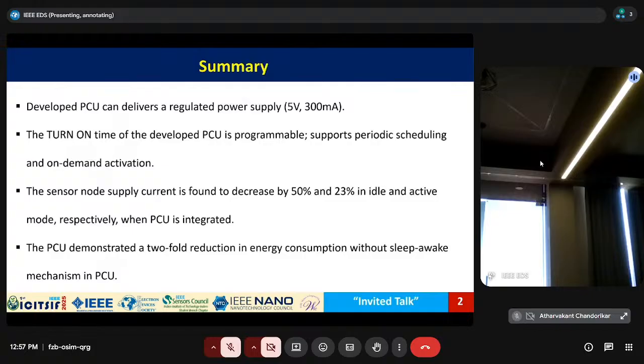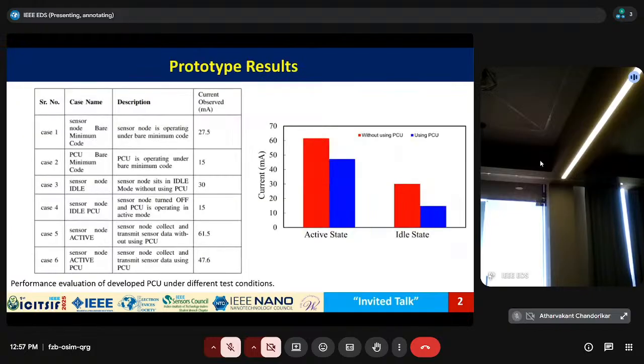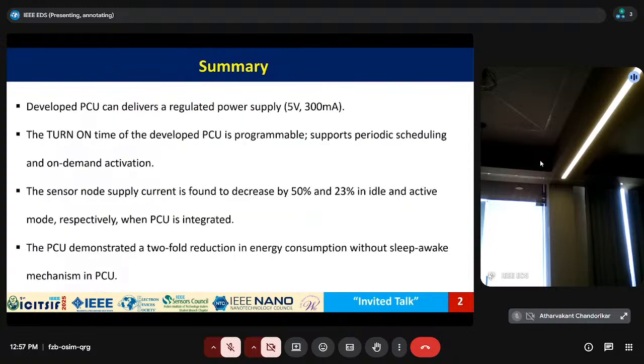So here, if you see, just the Arduino is consuming 30 milliampere. With the PCU we are able to save the extra 50 milliampere. With this we can generally save battery life, so we can increase the battery life by 2 times.